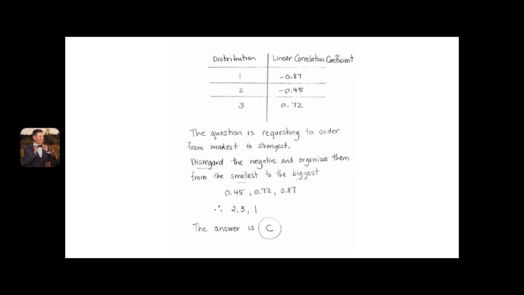In this case, in order to order it from weakest to strongest, we would start with number 2, negative 0.45, number 3, positive 0.72, and lastly number 1, negative 0.87. As such, the final answer would be C, because the order was 2, 3, 1.